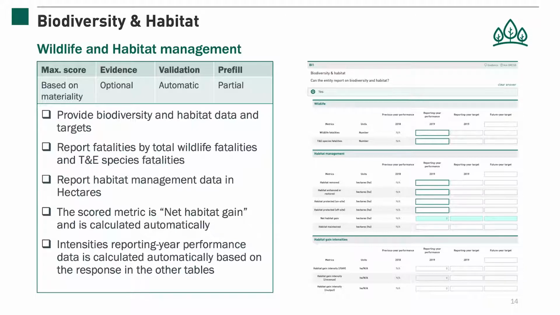To obtain full points for the indicator, entities should provide targets for the reporting year and a future year for the scored metric. Note that the targets for the scored metric are not calculated automatically. The metric habitat maintained is reported outside this equation. The third table in this indicator is the intensities table, which follows the same format as previous indicators.